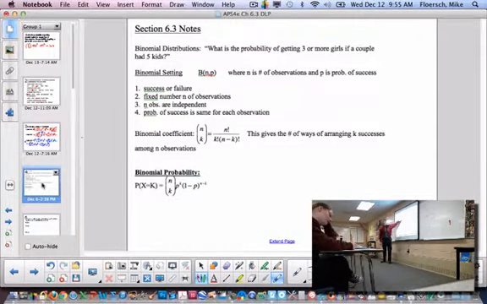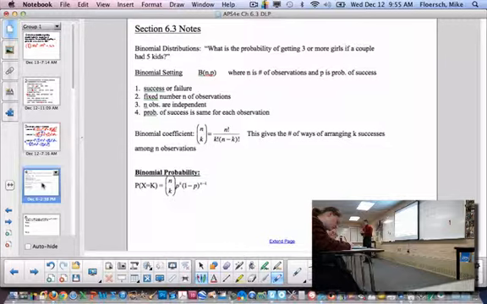Binomial setting is B instead of N. B of N comma P, where N is your number of trials. That hasn't changed, just like it was sample size before. P is your probability of success. There are 4 rules to a binomial setting. And this will be on the test. Number 1, and it should be the exact same thing: test to make sure it's a binomial setting.